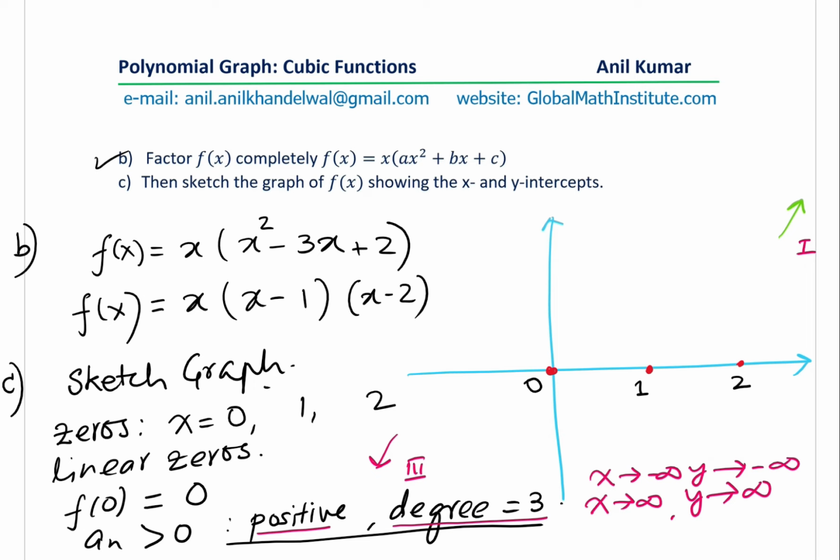Since these are linear zeros, the graph is going to cross these x-intercepts like a straight line. Joining them with a smooth curve, we get our graph. So we have a graph here. We can just go down and up. Do you see that? So that is how you could actually sketch the cubic function from the given information. Mark the points clearly. I hope that makes sense.